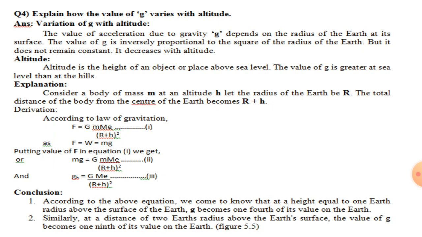So in conclusion, according to the above equation, at a height equal to one earth radius above the surface of the earth, g becomes 1/4 of its value, as g is inversely proportional to r square. Similarly, at a distance of 2 earth radii above the earth's surface, the value of g becomes 1/9 of its value. You have to draw figure 5.5 from your book with this question.